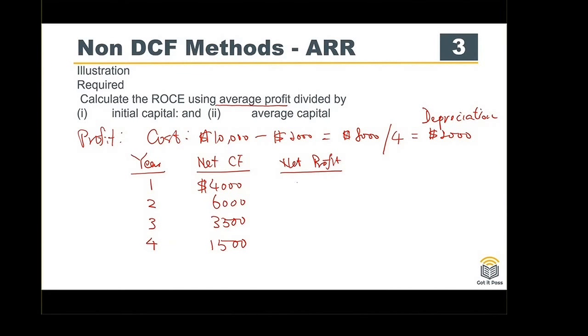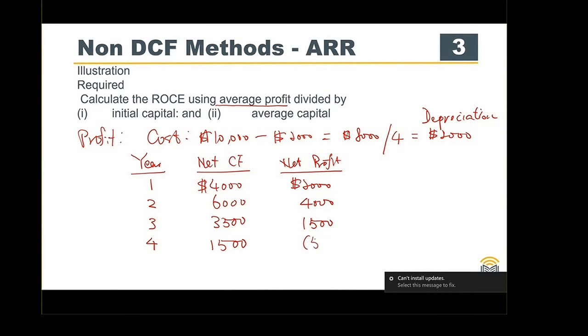Because we have 2,000 depreciation each year on a straight line method, in the first year it means net profit 2,000. Next year, 4,000. And 3,500 minus 2,000 means 1,500. And the last year is negative, minus 500.